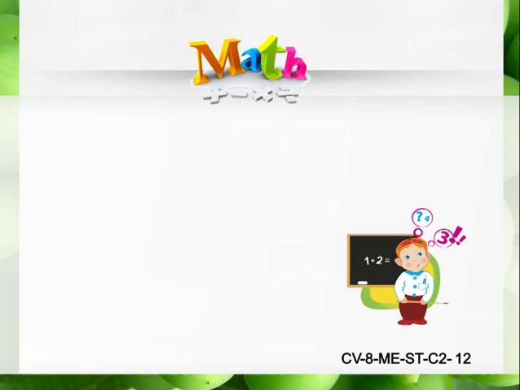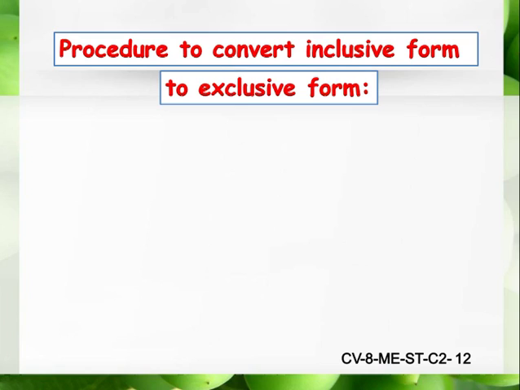Children, remember that in an inclusive type of distribution, the scores are not continuous and hence we cannot draw rectangles adjacent to each other. This means they become a bar graph rather than a histogram. Hence, first we have to convert the inclusive form to exclusive form of distribution. Here is the procedure to convert from inclusive to exclusive form.